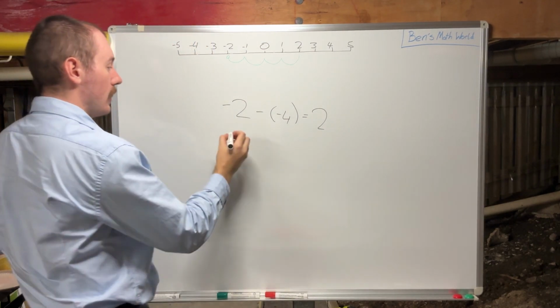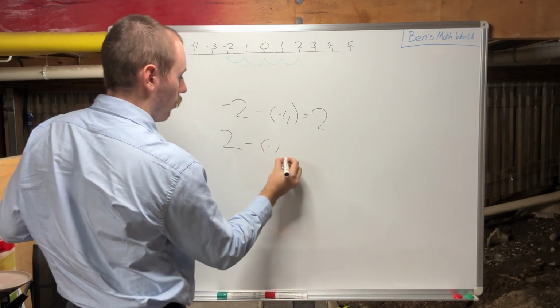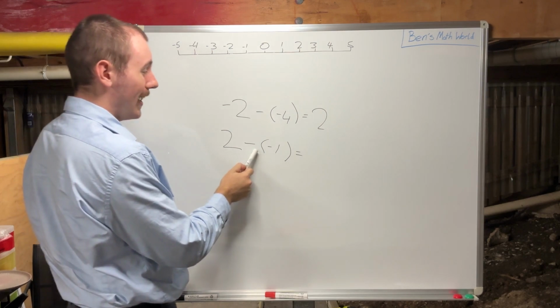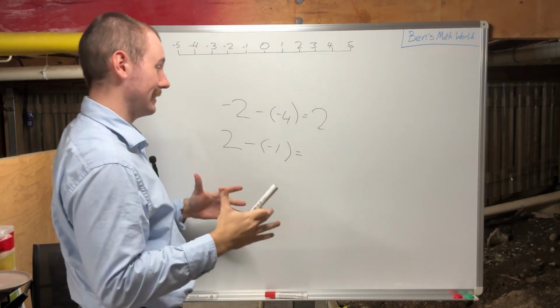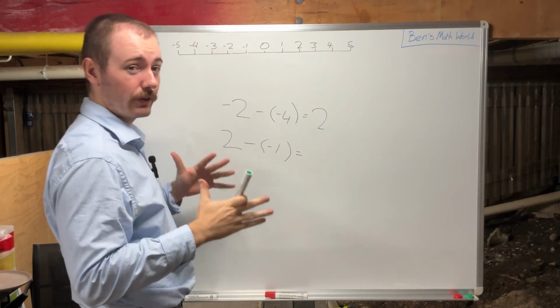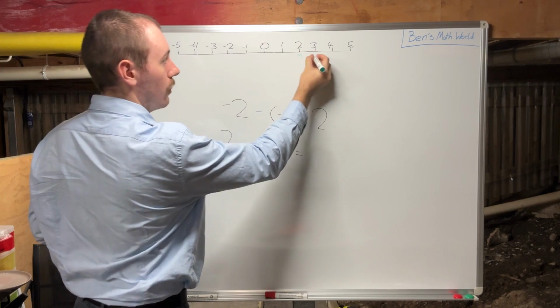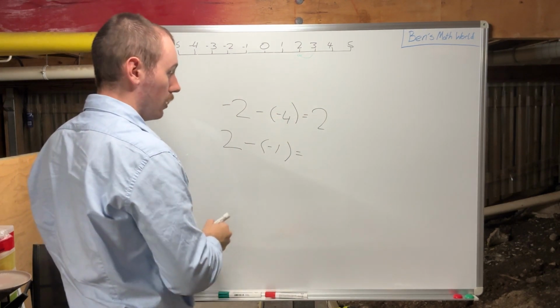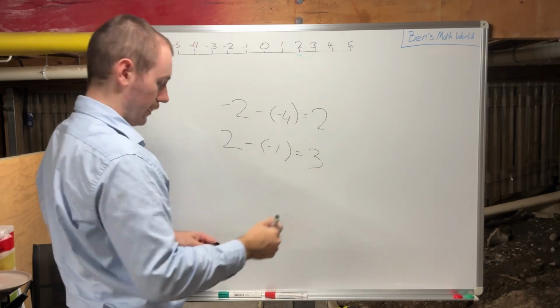Now, let's try 2 minus -1. Okay? So we're going to start at 2 and we're going to minus -1. Now remember, when you minus a negative, it's like adding. These two negative signs make a positive. So we start at 2 and we're going to move forward by 1. So it's basically 2 plus 1, which is equal to 3. So 2 minus -1 equals 3.